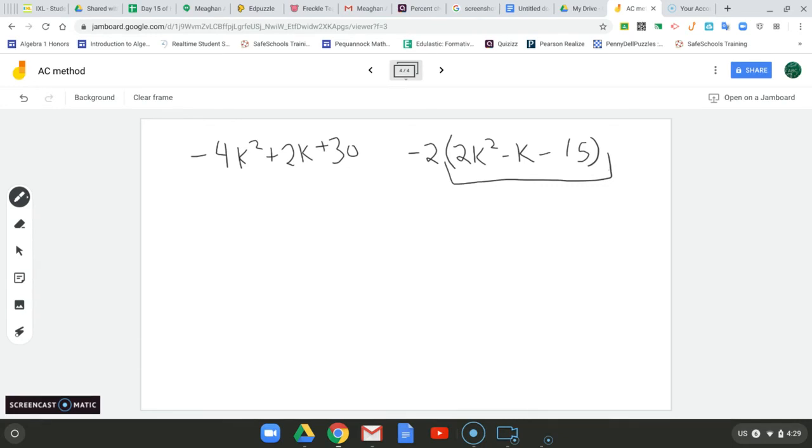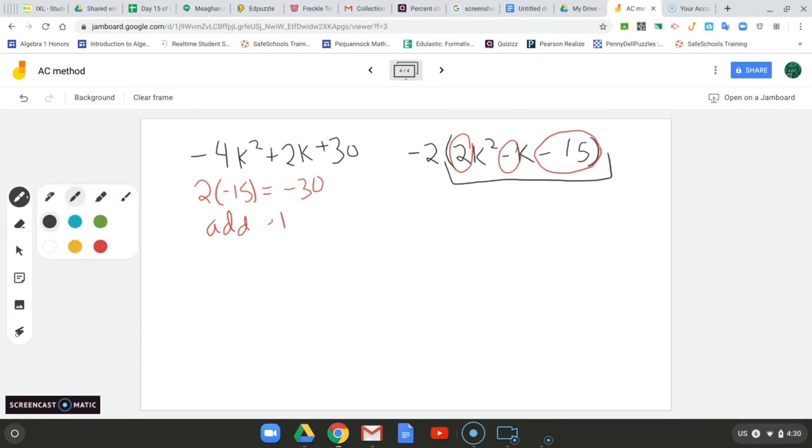So our AC method means we would multiply, in this case, our 2 here times our negative 15. And 2 times negative 15 is going to equal negative 30. So we need two numbers that multiply to make negative 30, but they have to add to make negative 1. Again, they have to add to make negative 1 because this is a negative 1 here. So let's see what those numbers are going to be. Again, after you go through, if you need to make a table, that's fine. But we should be able to tell that those two numbers are going to be a negative 6 and a 5.